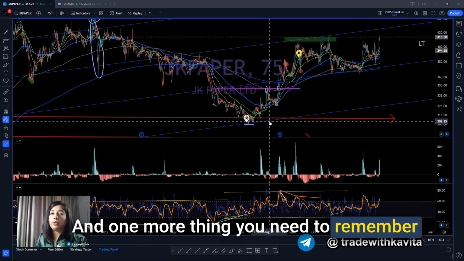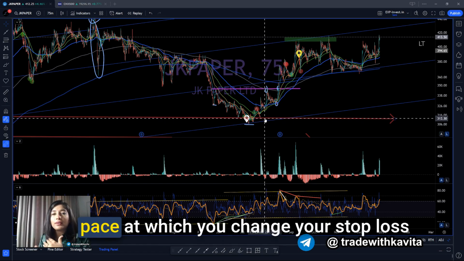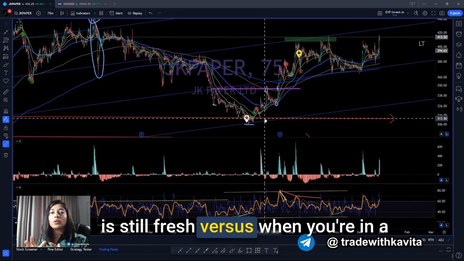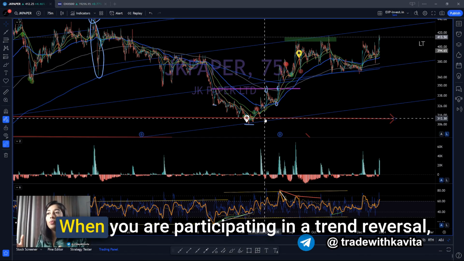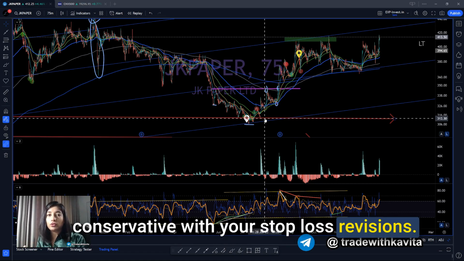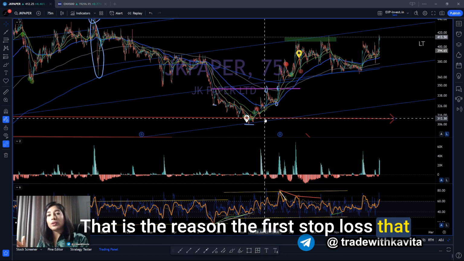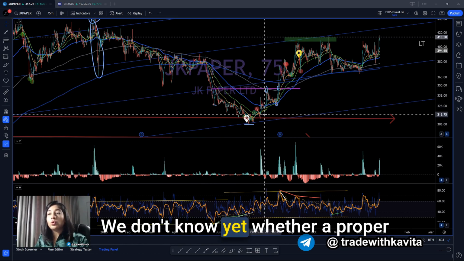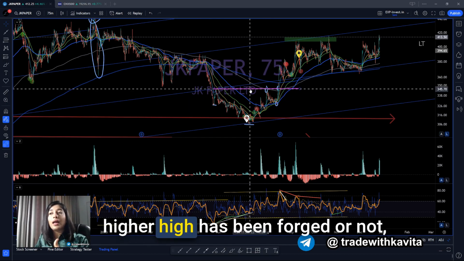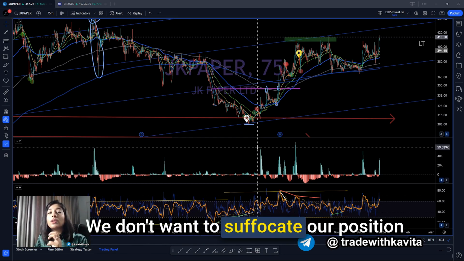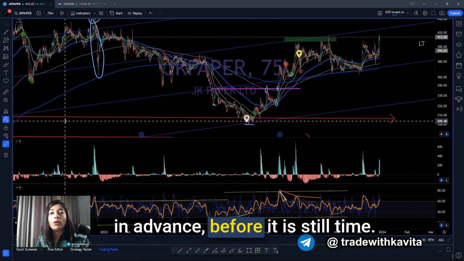And one more thing you need to remember, that when you're doing swing trading, the pace at which you change your stop loss will be different when your position is fresh versus when you're in a more advanced stage of your position. When you're participating in a trend reversal, you want to be more conservative with your stop loss revision. That is the reason the first stop loss that we've revised has been after 10% upside, because this is a reversal. We don't know yet whether a proper higher high has been forged or not, whether this is a proper reversal or not. We don't want to suffocate our position in advance before it is time.